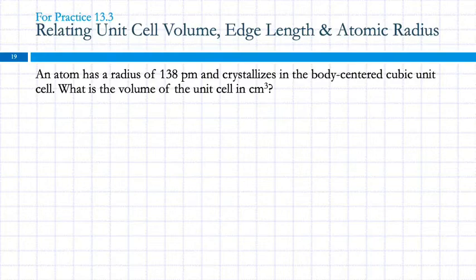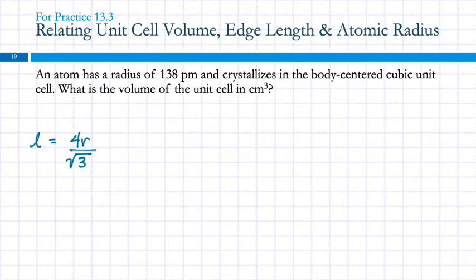An atom has a radius of 138 picometers and crystallizes in the body-centered cubic unit cell. What's the volume of the unit cell? So, cubic unit cell, body-centered, L is equal to 4r over the square root of 3. Because you look it up or it's given to you in the problem.